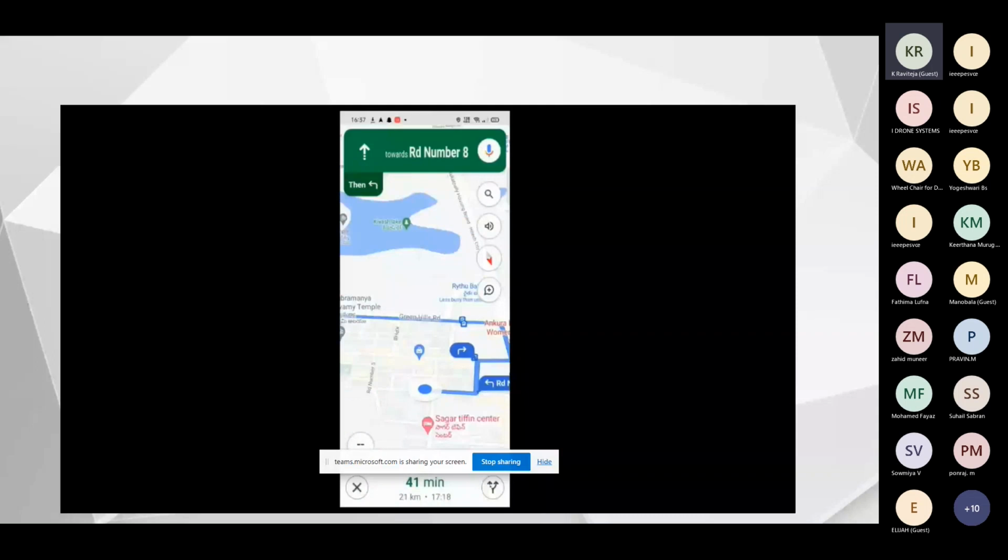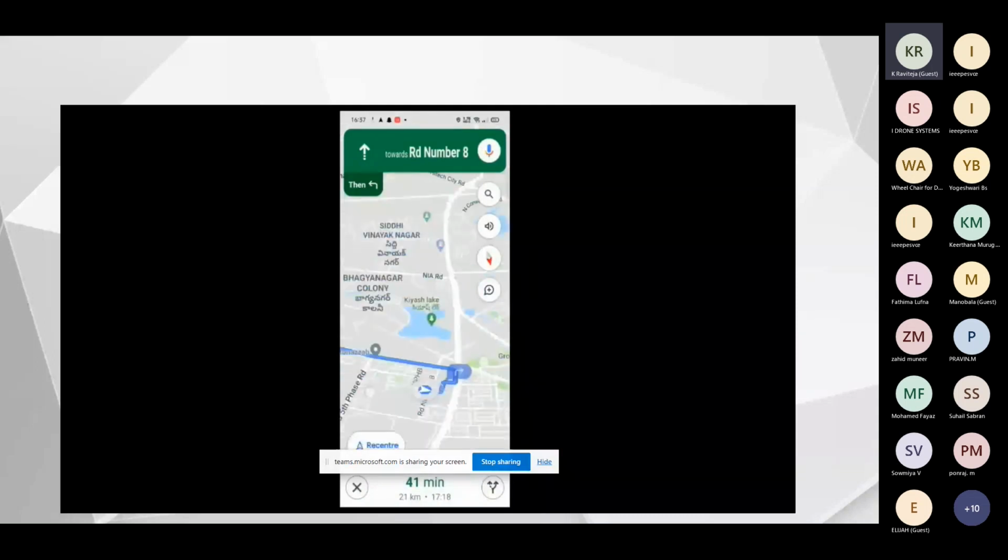Head northwest toward road number 8, then turn left onto road number 7.